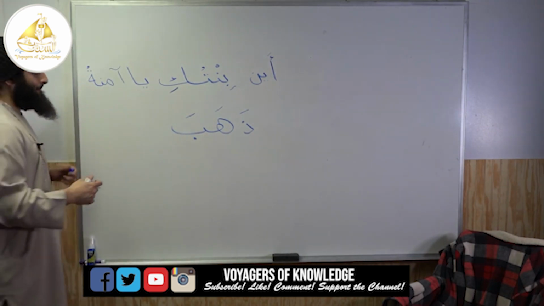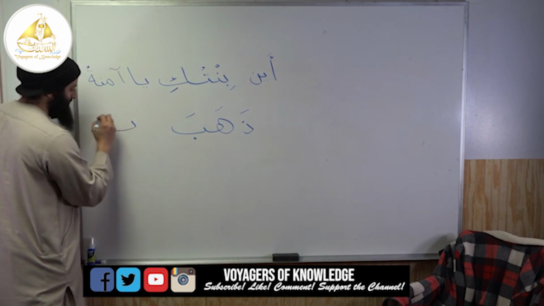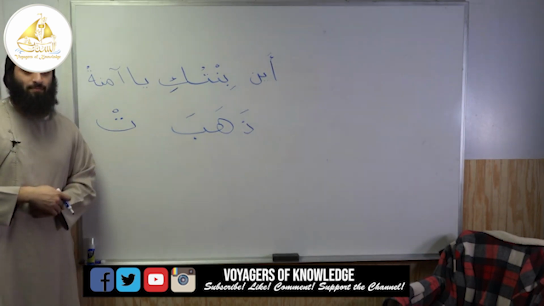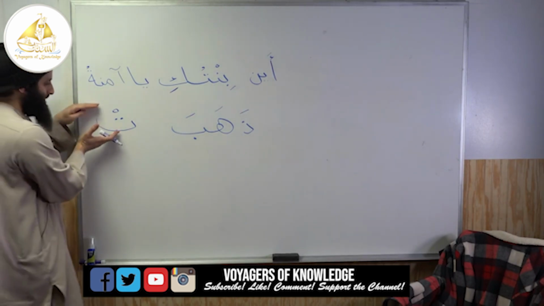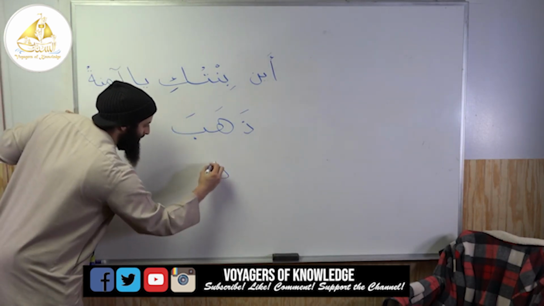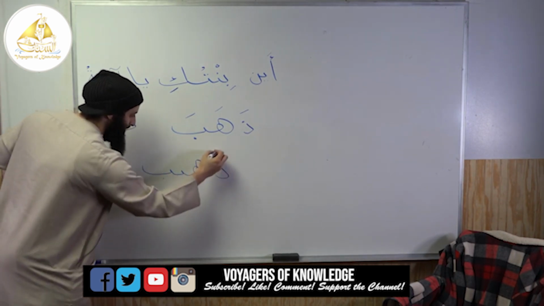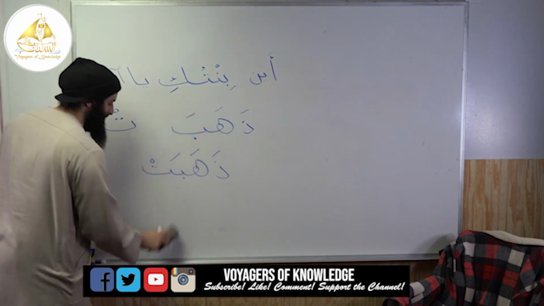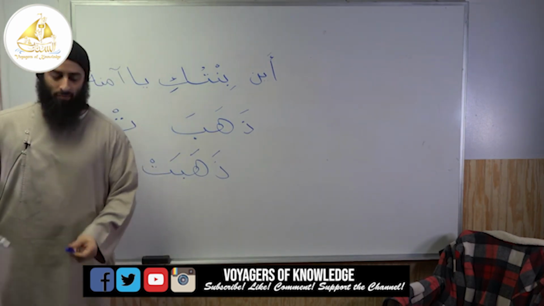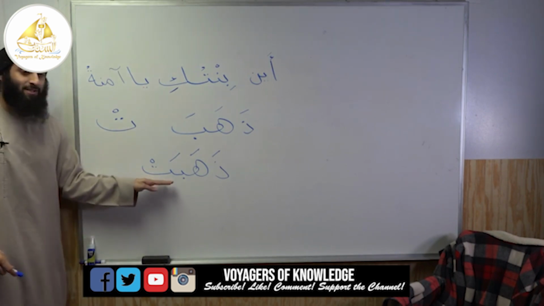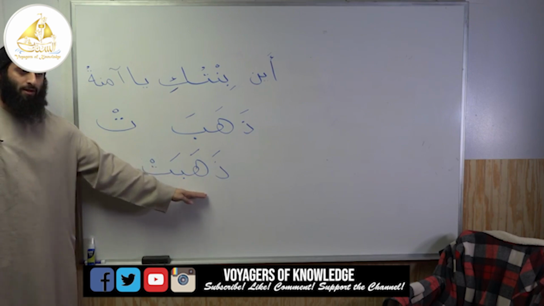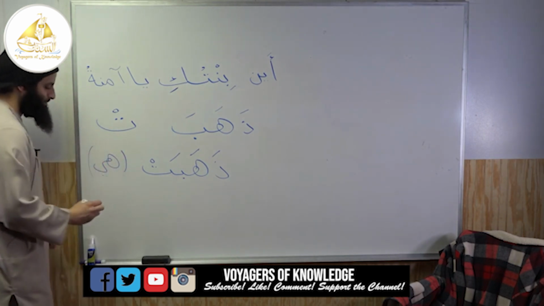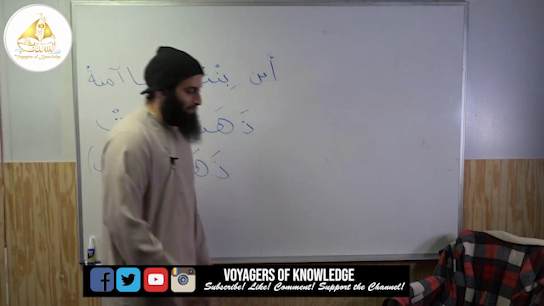Huwa. He went. When we add this letter, it's called ta'ut ta'nith as-sakina, which means the ta of feminine that is sakin. Guess what happens? We attach this to the end of this word, and now it becomes dhahabat. Fatha, fatha, fatha again, and sukun. Is this still he went? No. She went. And this is just a sign that it's feminine.